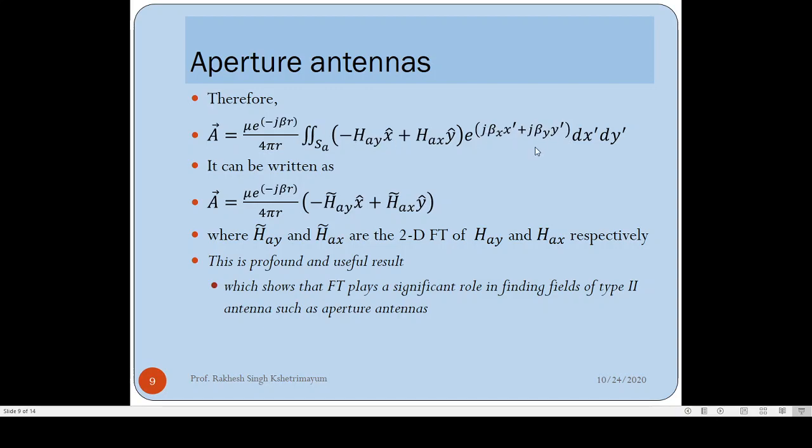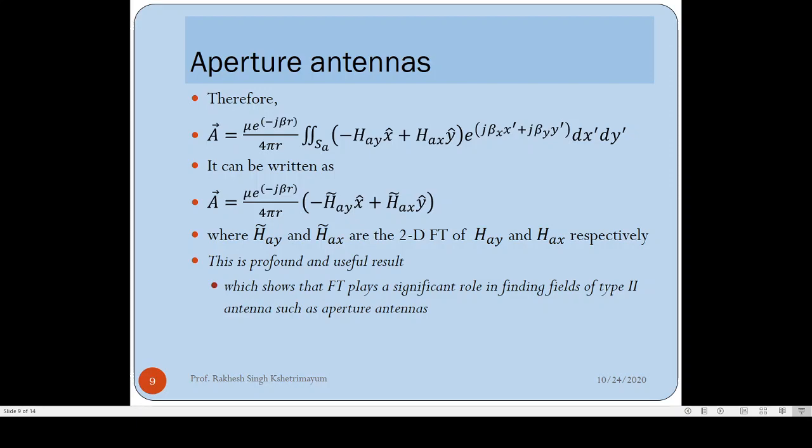So now what you are observing is that when I want to find the magnetic vector potential, I can find out the magnetic vector potential as mu times exponential minus j beta r by 4 pi r, minus the Fourier transform of the aperture field in the y direction, x hat, plus the 2D Fourier transform of the aperture field in the x component, y hat. So basically this is a very profound result, very useful result.